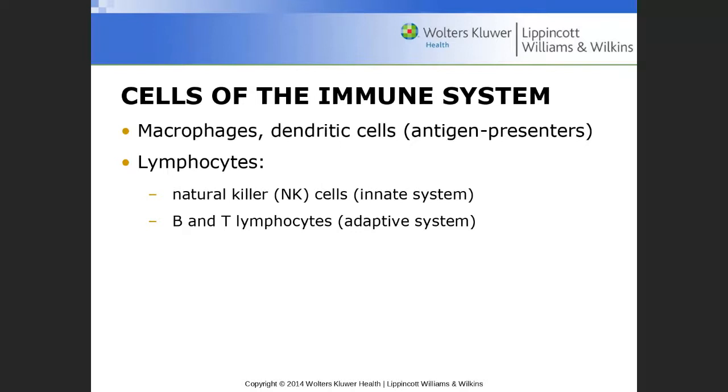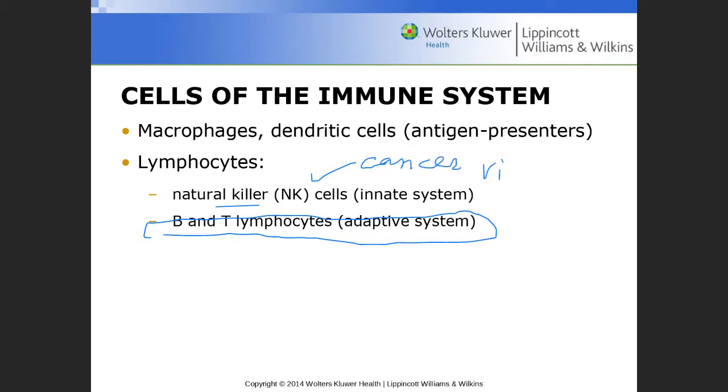Now, in addition to B lymphocytes and T lymphocytes, there's another cell known as NK cell. Now, NK cells, as the name implies, are involved in killing. They're natural killers. What do they kill? Well, again, they kill cancer cells, or they kill viral infected cells.